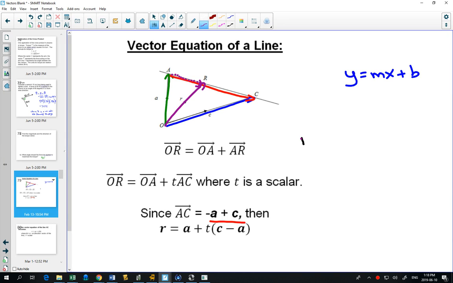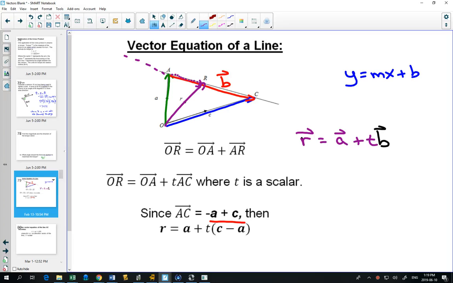The vector R is equal to starting at the vector A and then going in the direction of AC, which we're going to call that vector B, going in the direction of B by some multiple that we don't know. And if we include all the multiples of t all the way along, we could get anywhere. If t is negative, you would go in this direction and get points backwards. If t was double, you would go double in the direction and hit another point.